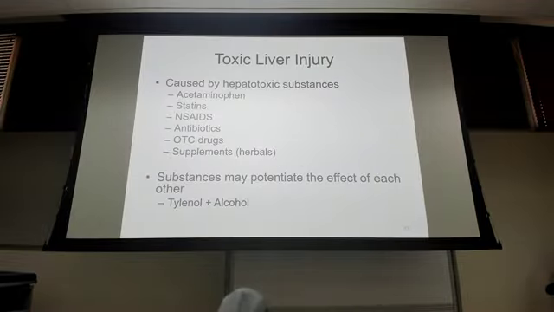Okay, final topic on today's lecture for liver 1, we'll call it, is toxic liver injury. Basically, some substance damaging the liver cells, the hepatocytes. Your big players are there: acetaminophen, big one, statins, NSAIDs, antibiotics, some over-the-counter drugs, and some herbal supplements. The acetaminophen is a must-know. You have to know toxic liver injury from acetaminophen.